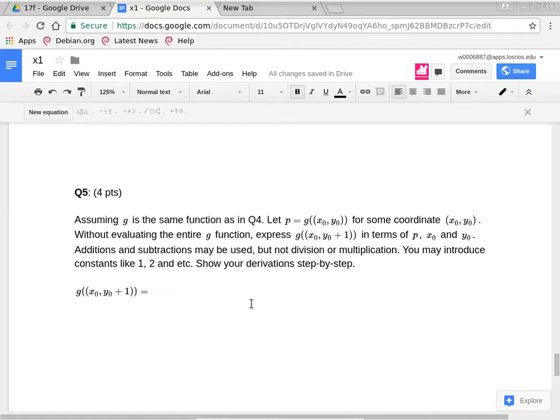Without evaluating the whole G function, I want you to express G of x naught, and then the y coordinate is just one more than the other one, in terms of P, which is the G value of x naught, y naught, x naught itself, and y naught itself. Additions and subtractions may be used, but not division or multiplication. You may introduce constants like 1, 2, and so on, and show your derivation step by step. So how do you do it?